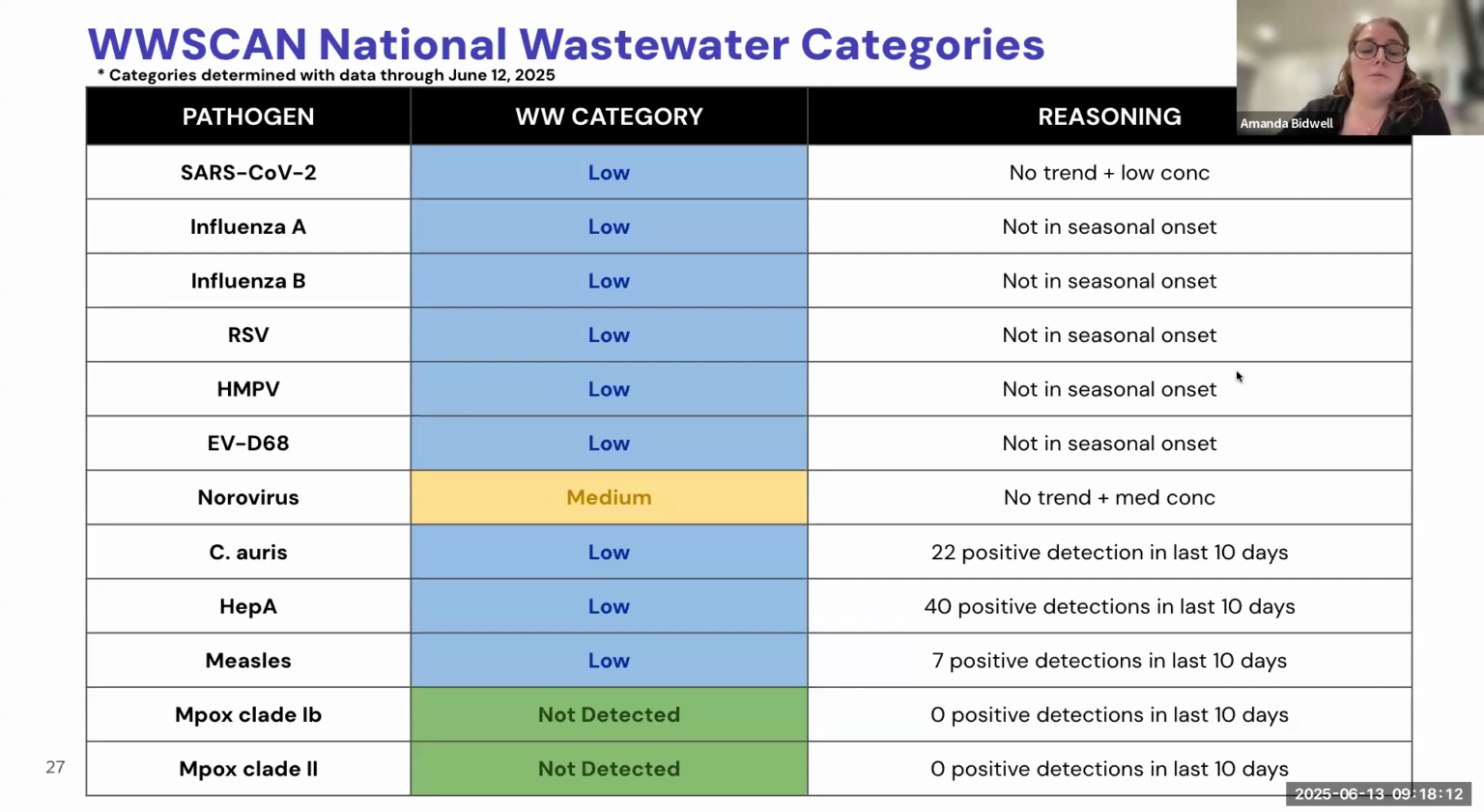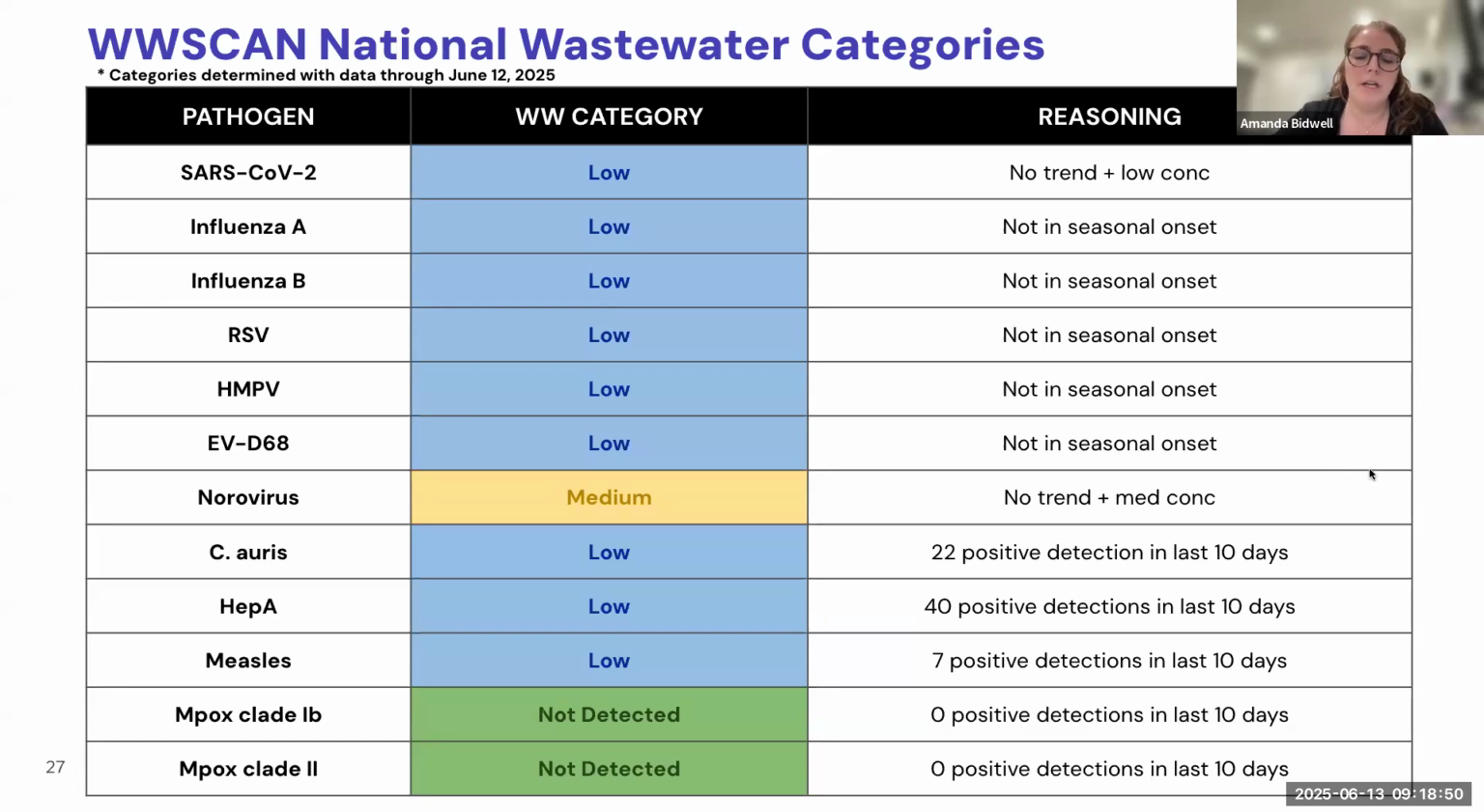As I mentioned, parvovirus, we're not calculating a category for currently, but we've had a 53% detection rate since we started monitoring, with some sites having more frequent detection of parvo than others. Norovirus is in the medium category due to medium concentrations and no trend. Rotavirus and human adenovirus, as I mentioned, we're not currently calculating categories, but rotavirus has been detected in 98% of samples since we started monitoring for it, and human adenovirus group F has been detected in 100% of samples in the last 21 days.